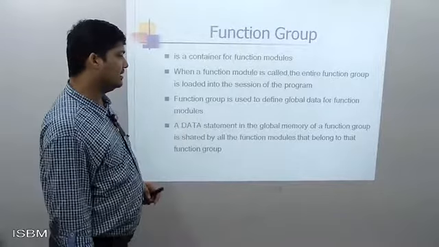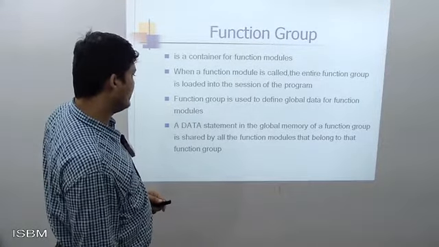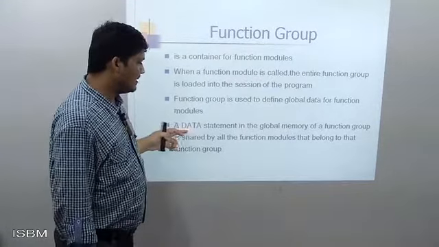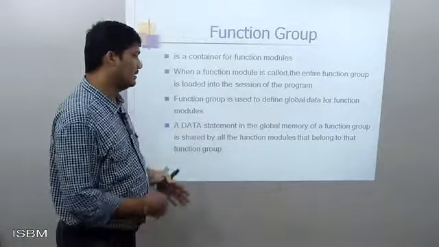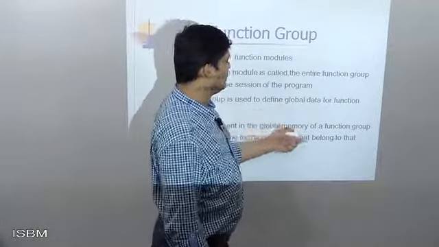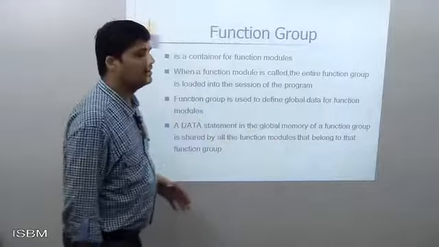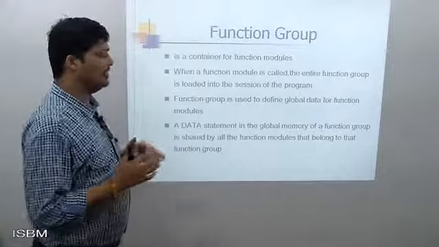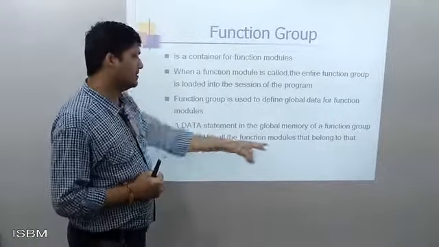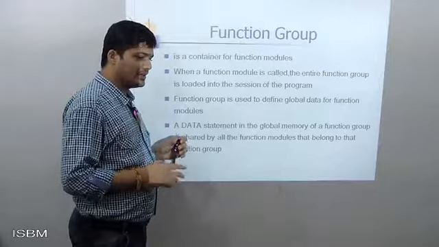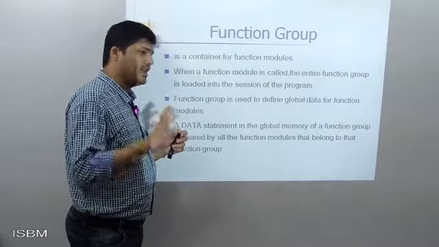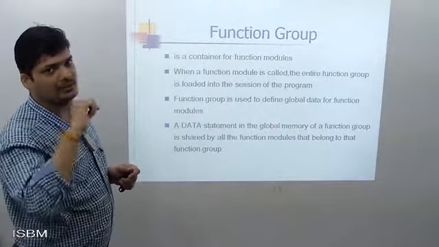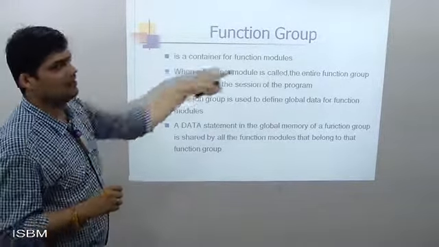A data statement in the global memory of a function group is shared by all the function modules that belong to the function group. So the data statement we use to declare data is stored in the global memory. Always remember, global memory is stored in the function group, not in the function module, and it is shared by the function modules. So whenever you are writing any function module and you use a data keyword, always remember that it should be in your global memory, not in a local memory, which is inside your function group.